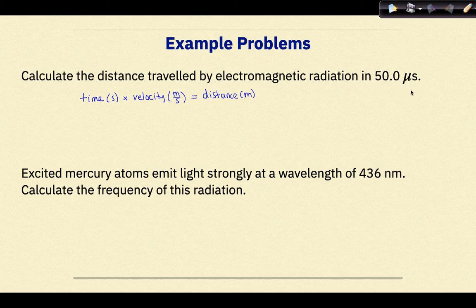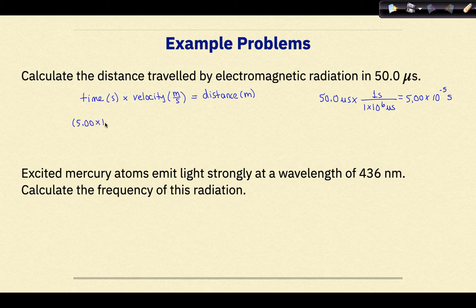The velocity is in meters per second, but my time is in microseconds. So like I've done before, I have 50 microseconds, and I know there are 1 times 10 to the 6th microseconds in every 1 second. If I work this out to 3 significant figures, that's going to be 5.00 times 10 to the negative 5 seconds. Then I'm going to substitute this value into my formula.